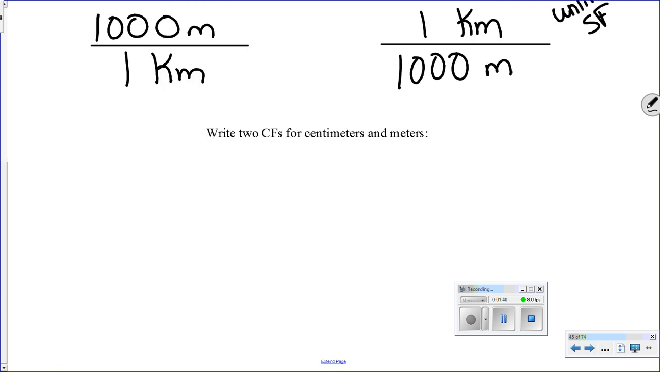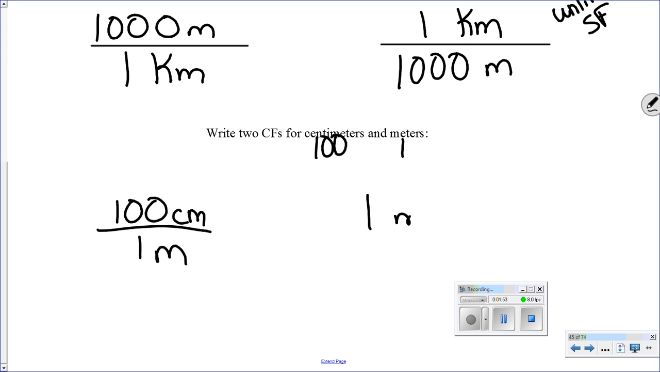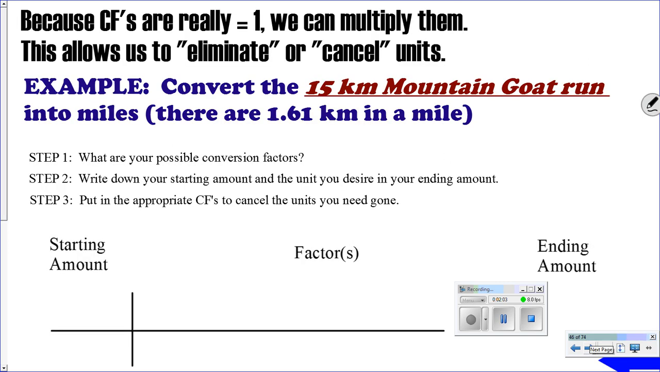So we want to talk about centimeters and meters. So there's 100 centimeters in 1 meter. Therefore, you could say 100 centimeters is equal to 1 meter, or 1 meter is equal to 100 centimeters. Now I know you're kind of like, what's the point of this? But when we're doing conversions and solving problems, that's going to come into play. So here's an example of a conversion problem that we could do.